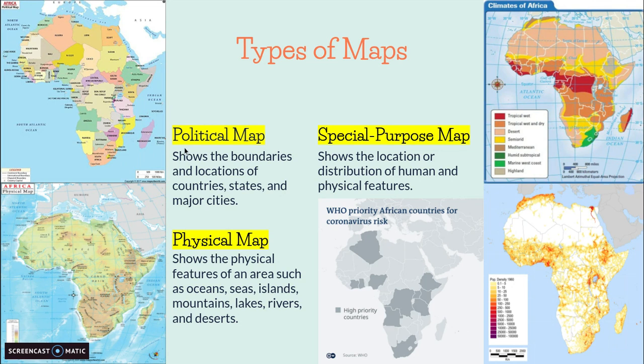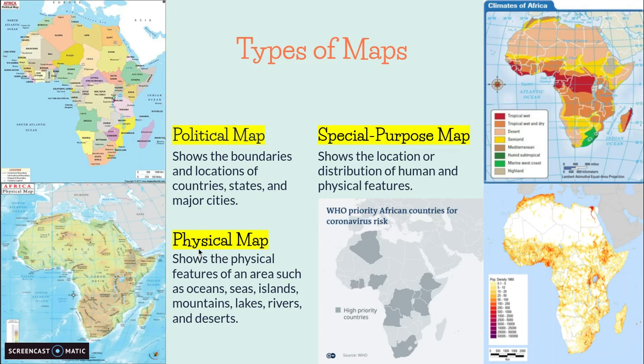Political map. A political map shows the boundaries and locations of countries, states, and major cities. So it focuses on those political boundaries. The map of the continent of Africa that I'm circling right now is a political map, and it solely focuses on showing you where the different countries in Africa are located.